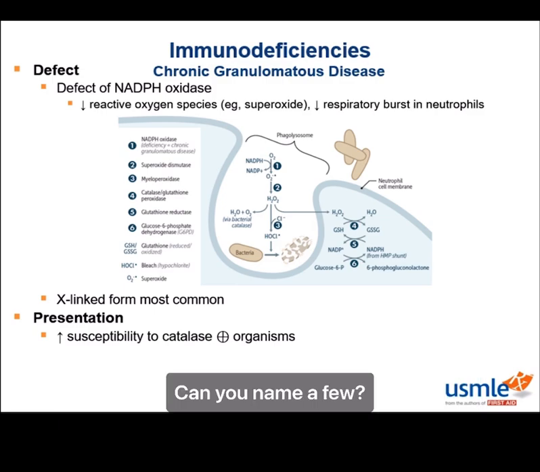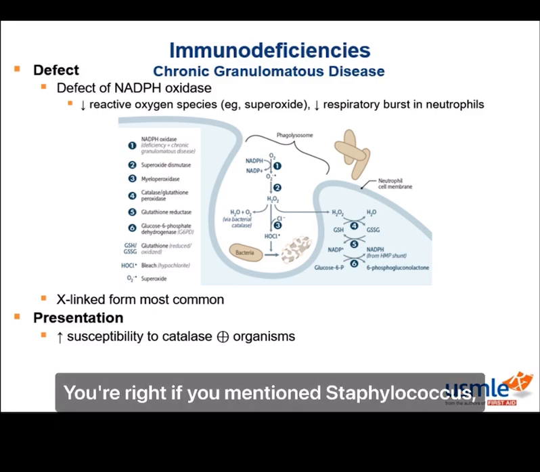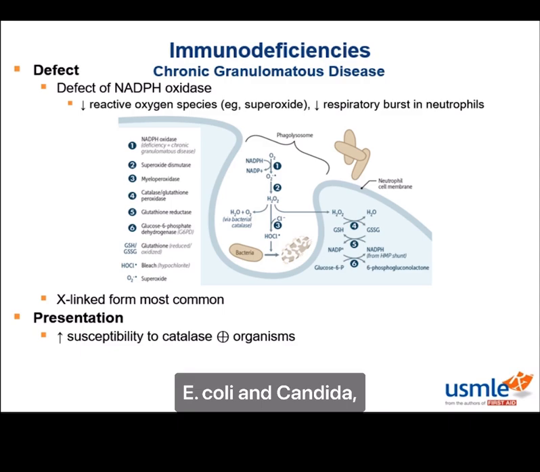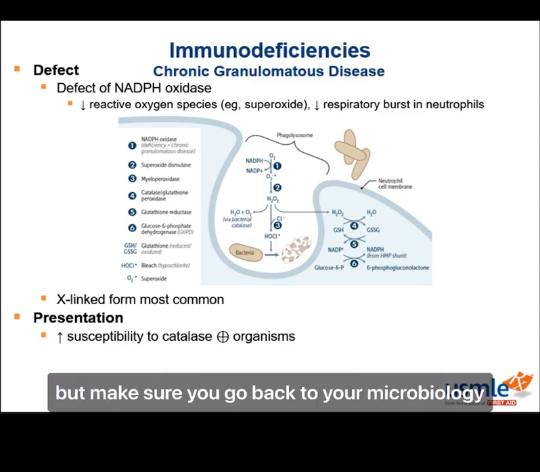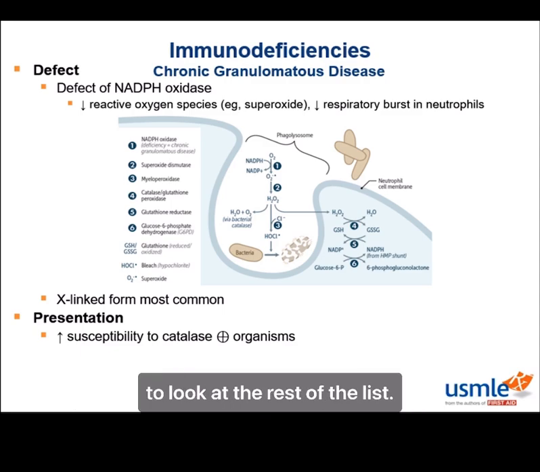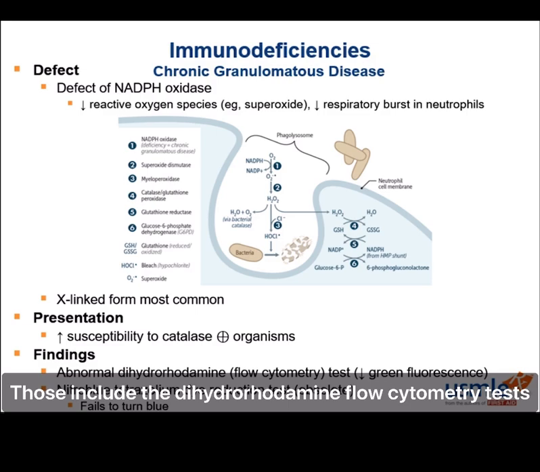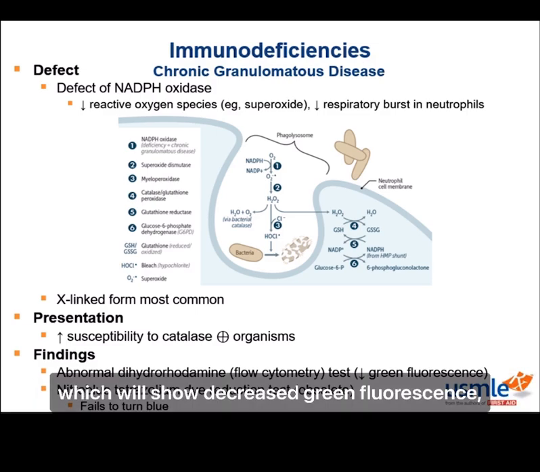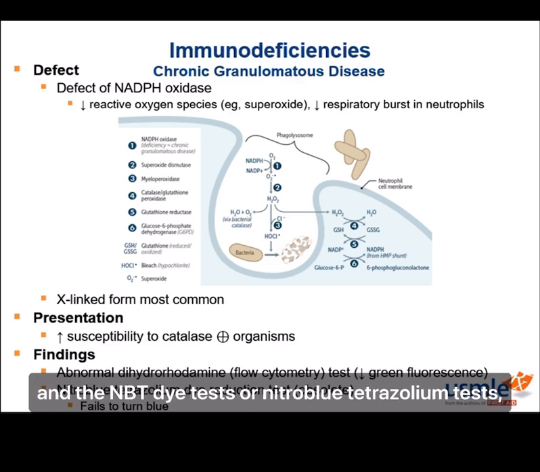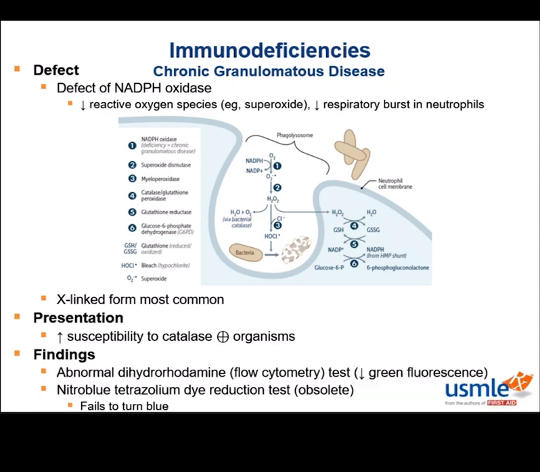Can you name a few? You're right if you mentioned Staphylococcus, E. coli, and Candida, but make sure you go back to your microbiology to look at the rest of the list. This one has a few weird named tests, and those include the dihydrorhodamine flow cytometry test, which will show decreased green fluorescence, and the NBT dye test, or nitroblue tetrazolium test, which would fail to turn blue.